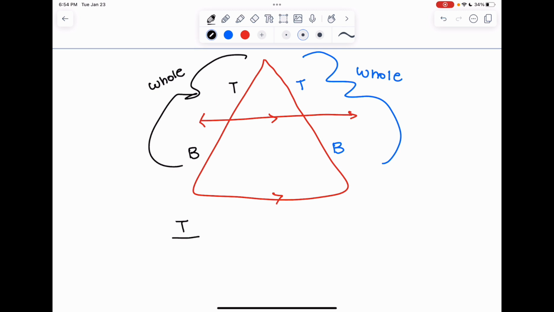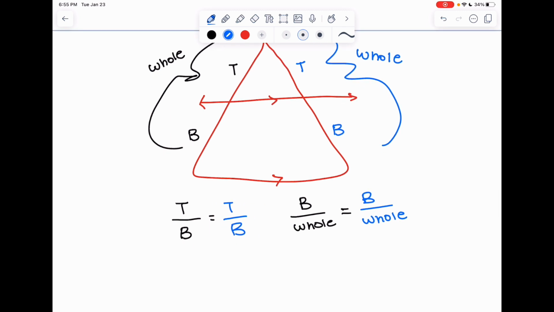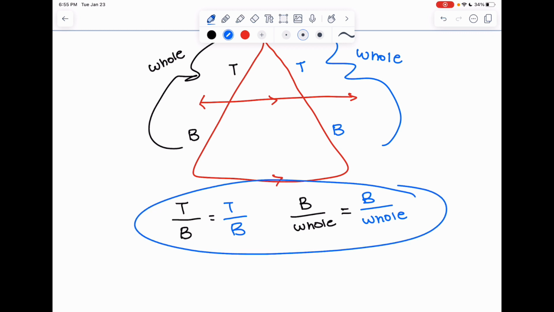You could do top over bottom equals top over bottom. You could do bottom over the whole thing equals bottom over the whole thing. You could do whole thing over the top. You could do bottom over top. As long as everything is lined up and consistent, there are lots of different combinations because all of the sides are proportional. There's lots of different ways that you can set the proportion up.